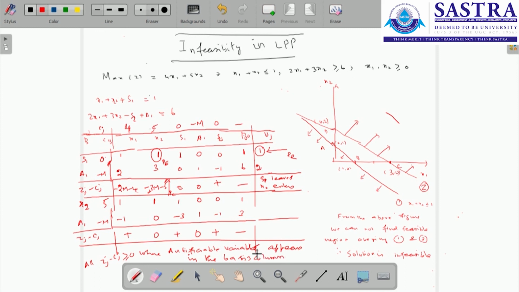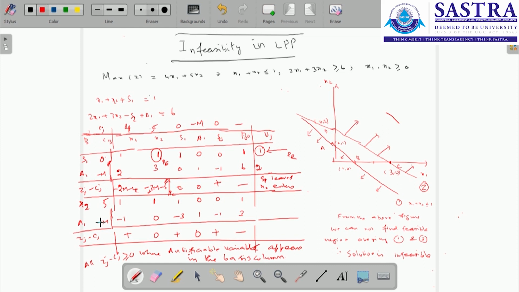In the artificial variable technique, the optimum table should not have an artificial variable in the basis column. If it exists in the basis column, then the solution is infeasible. That means you will have solution as 5 minus 3M. M is very large, and the artificial variable does not leave the basis column even in the optimum table. How to recognize the optimum table? All Zj minus Cj will be positive. Since all Zj minus Cj are positive and the artificial variable does not leave the basis column, the solution turns out to be an infeasible solution.